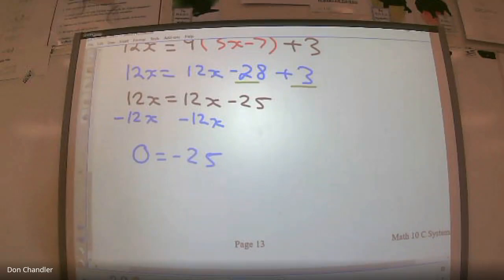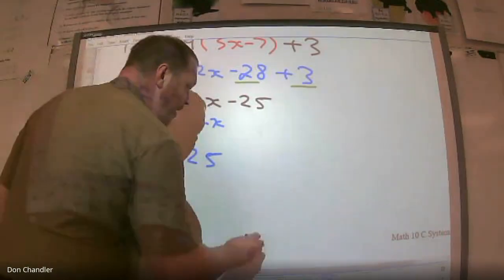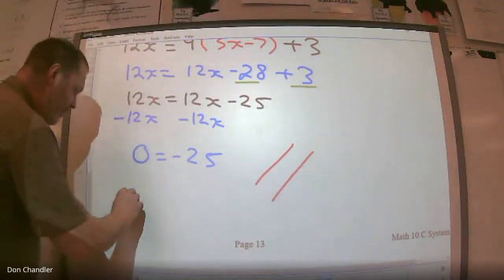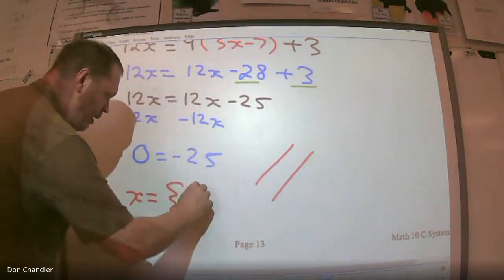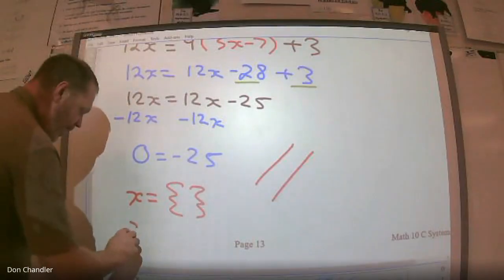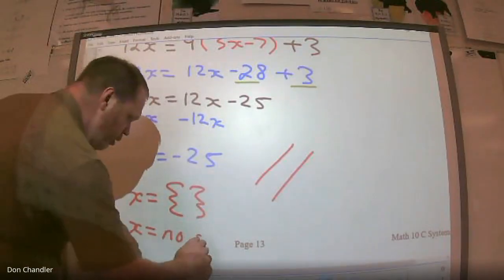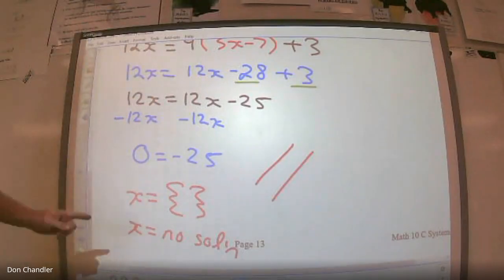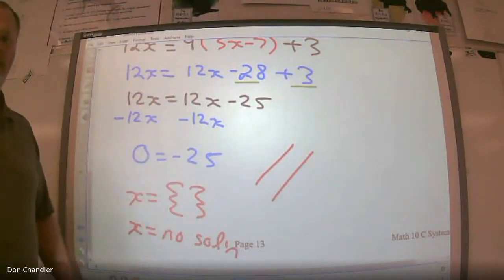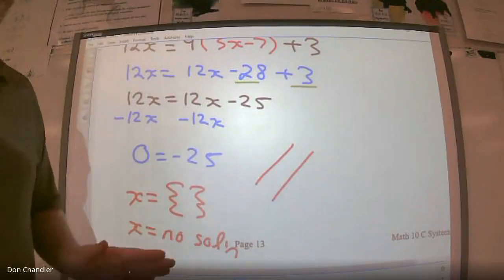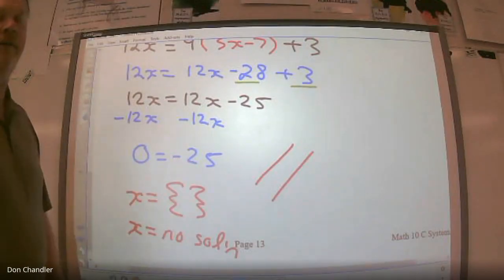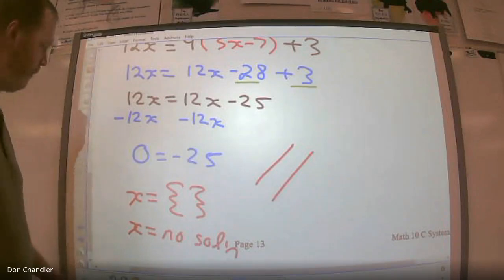These two guys are parallel lines. These two guys are running side by side. I can tell you that x equals the empty set. I can say x equals no solution. When you get 0 equals something, when you wipe out the x and your y's, but you don't wipe out your constant, you have parallel lines.